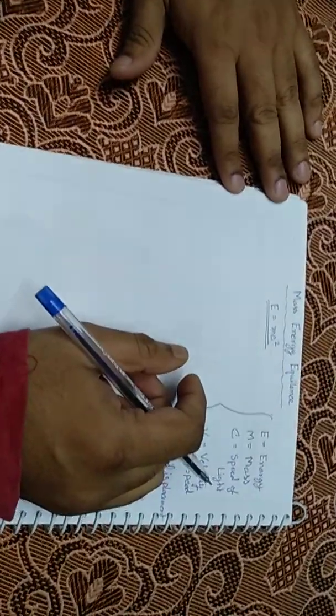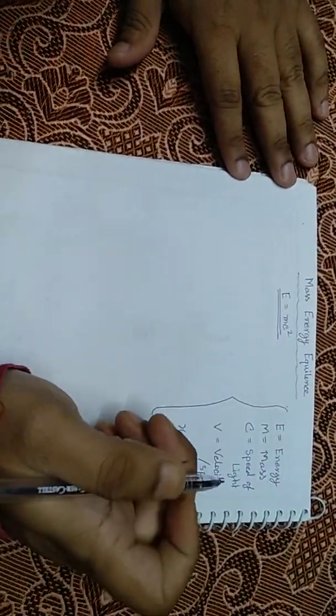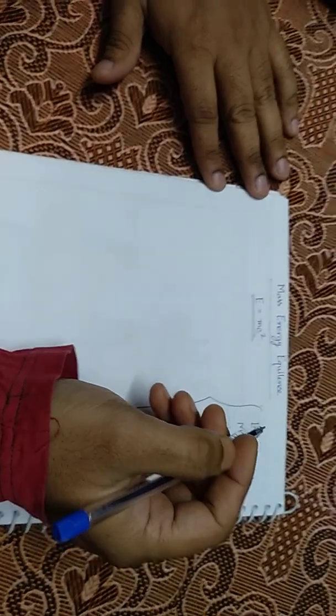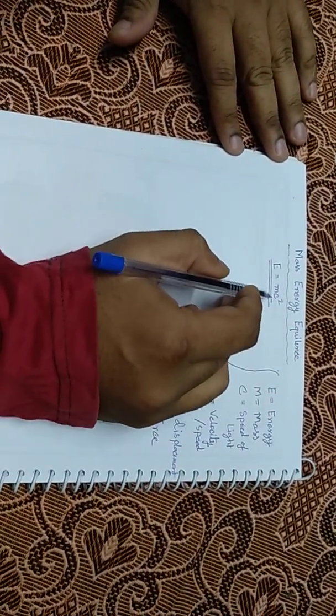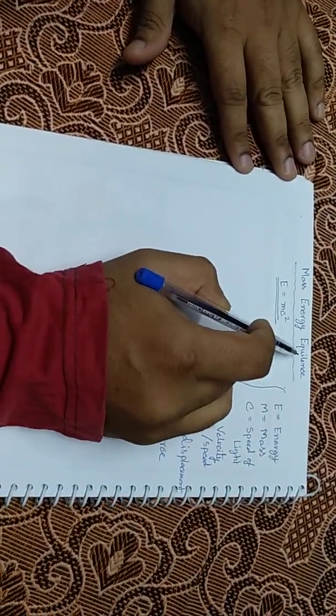Hello, I'm Anupam. Today I'm going to derive one of Einstein's famous equations, E equals mc squared, that is mass-energy equivalence.